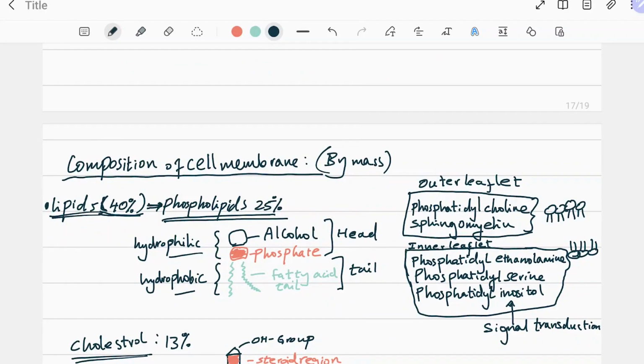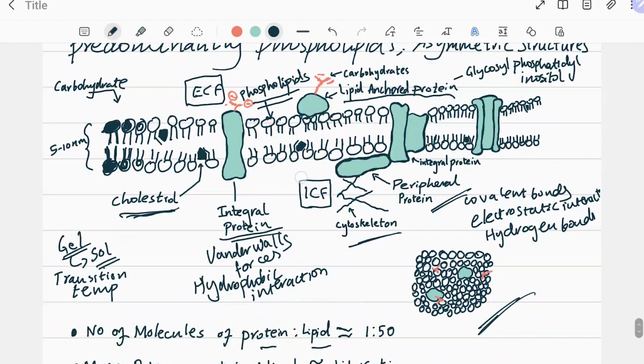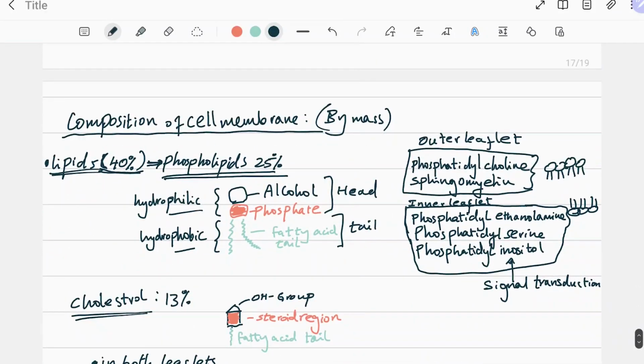I told you that proteins outnumber the molecules by numbers only, but by mass lipids are around 40-50%, and the most prominent lipid of all is phospholipids. Now phospholipids, if you look at them, are these things over here, which you've also studied in school. They've got the hydrophilic and hydrophobic regions.